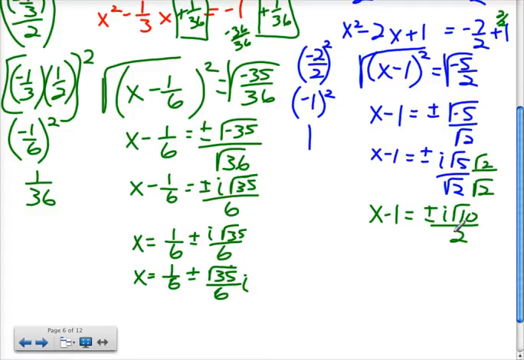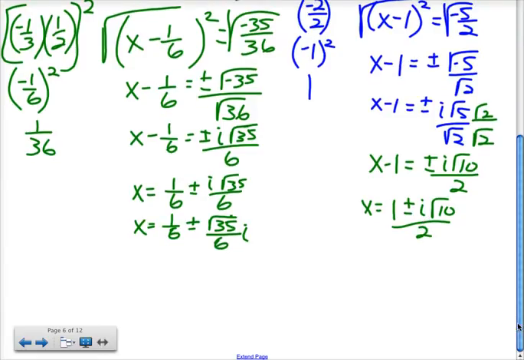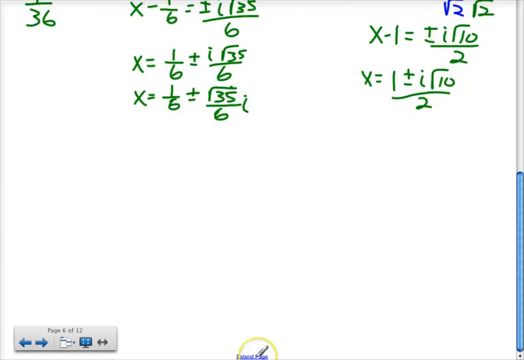And then I would go ahead and add the 1, so 1 plus or minus i square root of 10 over 2. And if they ask to have this answer written as a complex number in standard form, then I would need to write it as, and I made my fraction bar go too far here. I would need to write it as 1 plus or minus the square root of 10 over 2 i, like so.